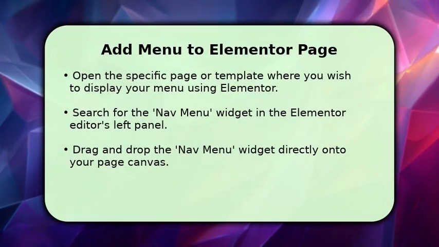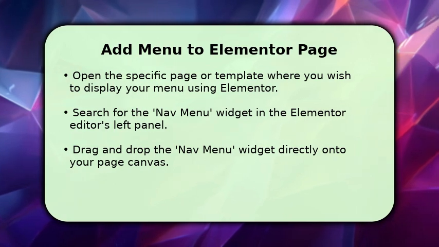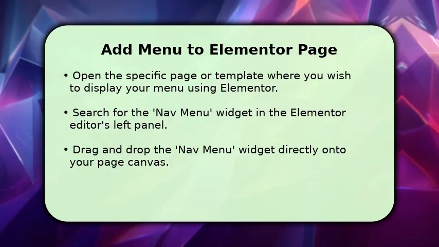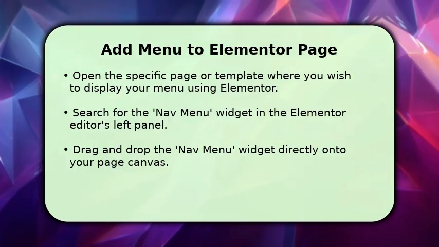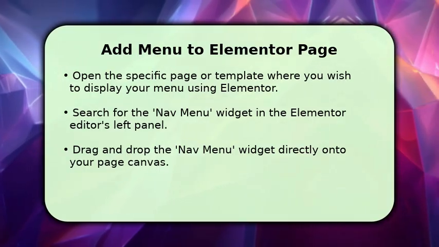Now that your menu is ready in WordPress, let's bring it into Elementor. Open the page where you want to add your menu using the Elementor editor. On the left-hand panel, search for the Nav Menu widget. Once you find it, simply drag and drop it onto your page where you'd like your navigation to appear.